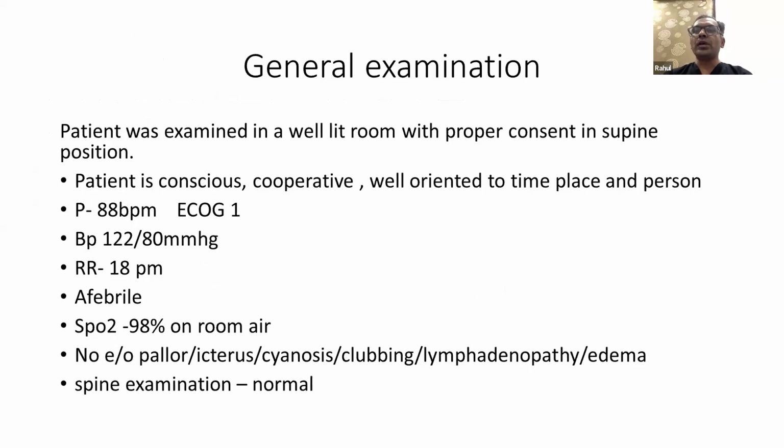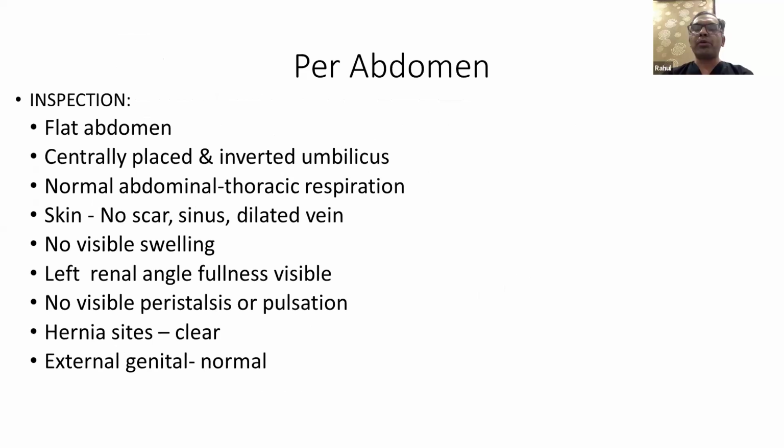Then I would like to do general examination. In general examination, I would like to check vitals of the patient. In this patient, I think we will skip general examination. Go to per abdomen examination. Yes, sir. Per abdomen examination, abdomen is flat, centrally placed umbilicus inverted. It's normal. Go ahead.